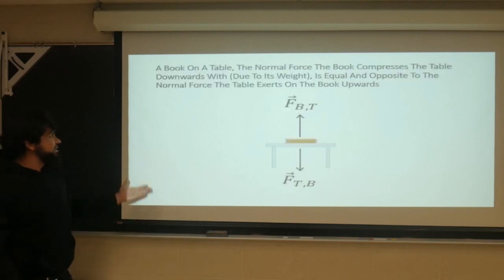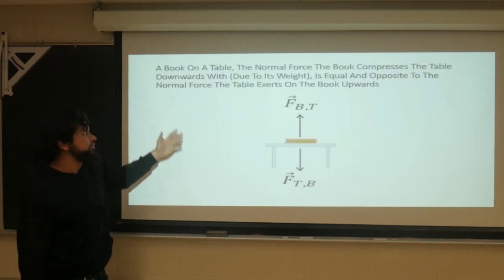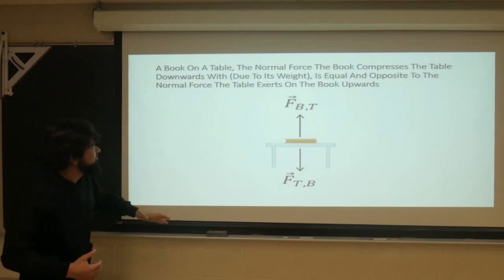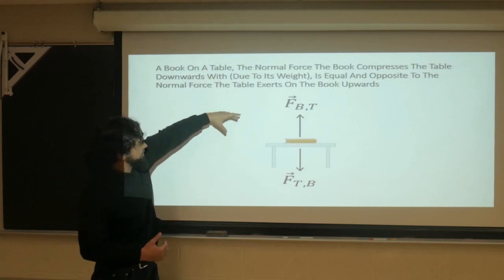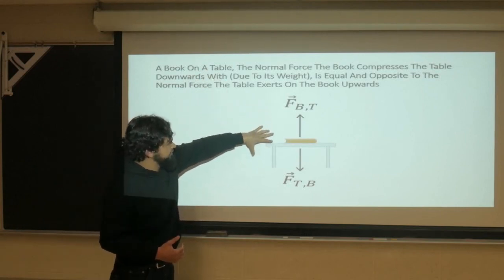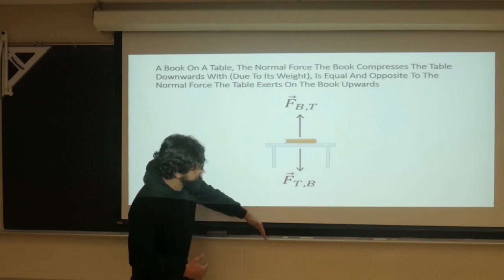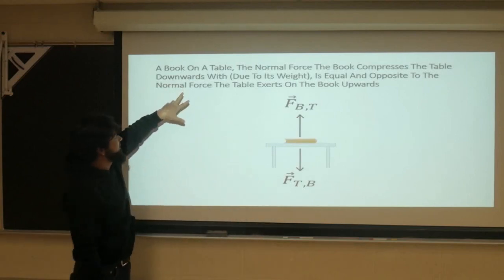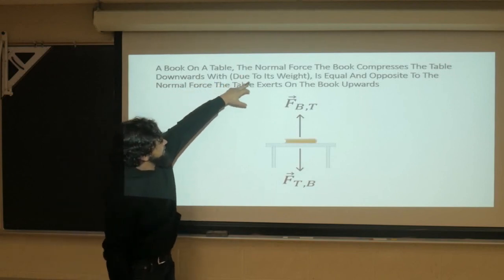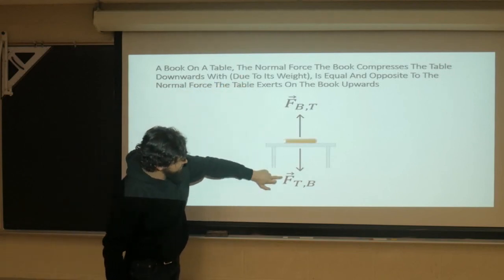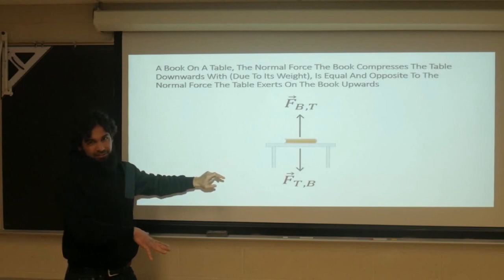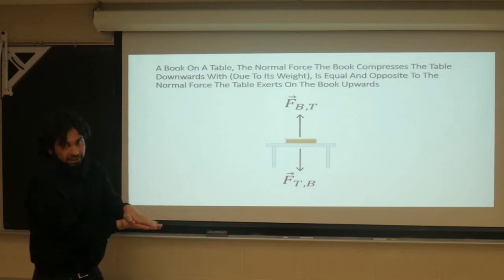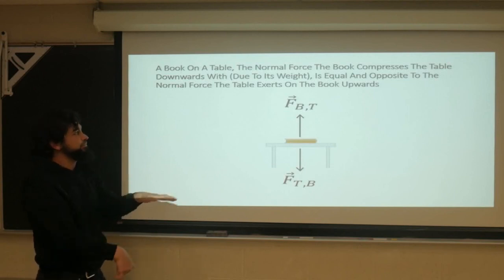The third example is for a book. So a book on a table compresses the table downwards. There is a force of the book on the table. It compresses the table with its weight, because the book has weight, so it will start to go downwards. But the table is there, so it will compress it by a force from the book. It's a normal force, but downwards.